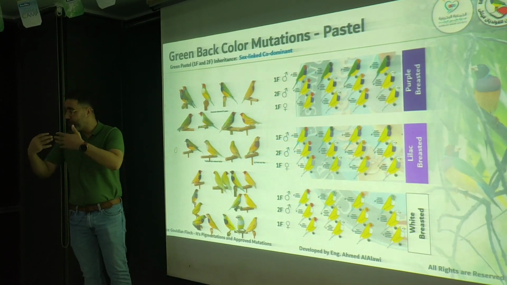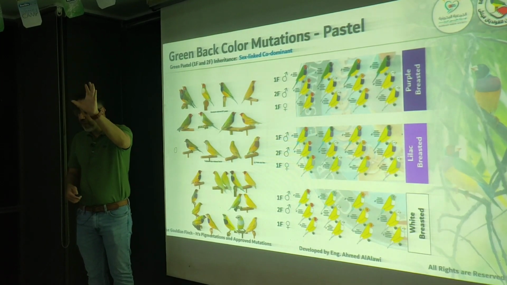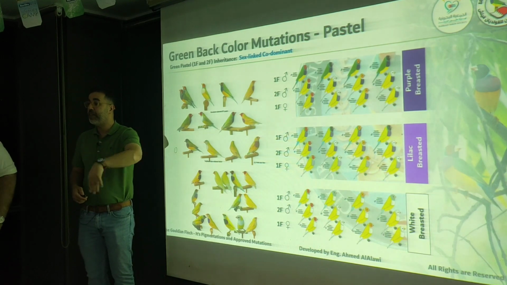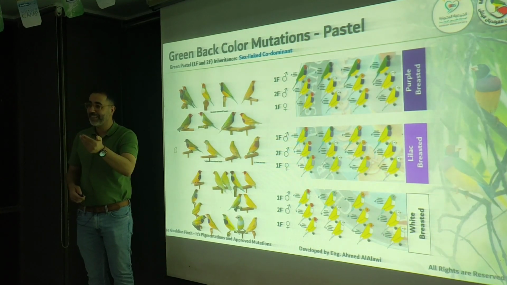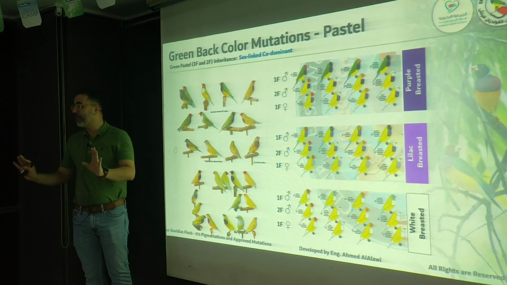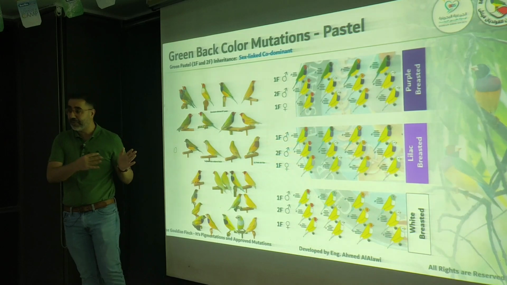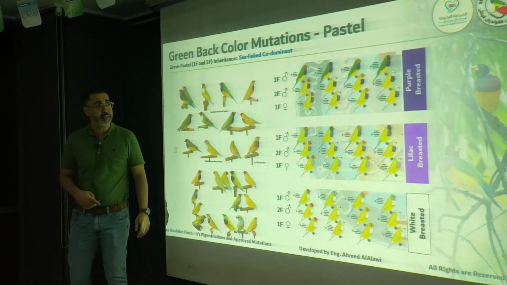So this is the power of pastel compared to Lutino. A Lutino father will only give to his daughters, the sons will be split. A Lutino mother only gives split sons, zero to the daughters, because she is recessive. Here we're talking about codominant.